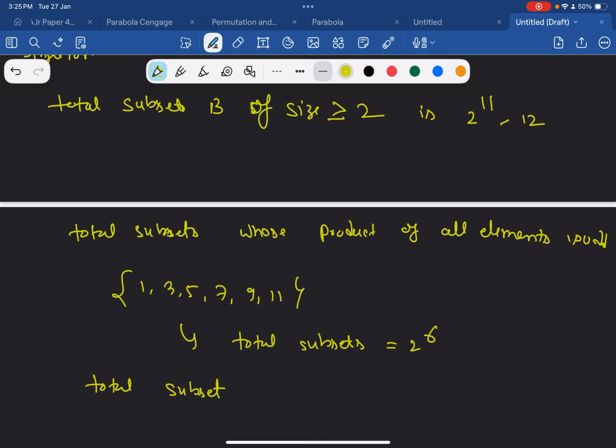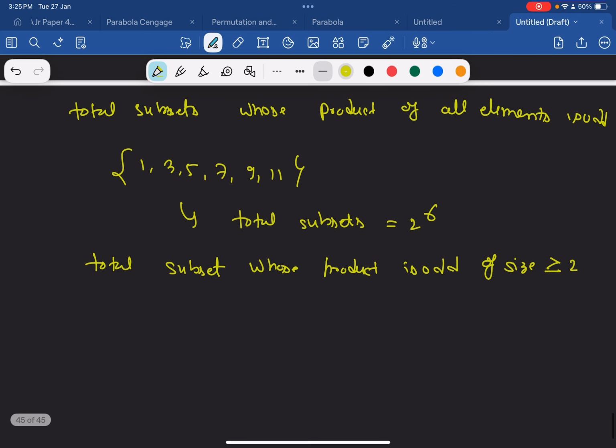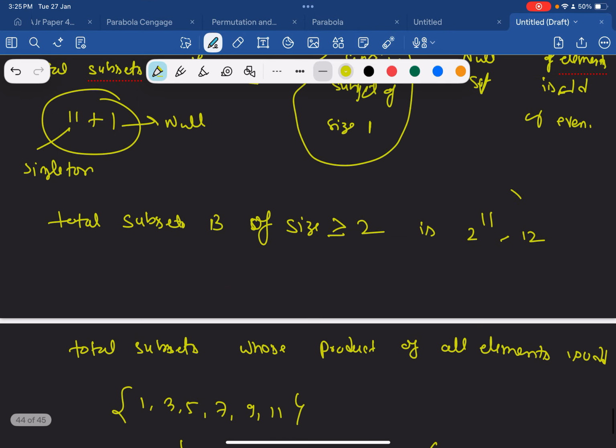But we need total subsets whose product is odd, of size greater than or equal to 2. So which ones do we have to subtract? First of all, singleton 1, singleton 3, singleton 5, singleton 7, singleton 9 and singleton 11, total 6, and one null set, total 7. So 2 raised to power 6 minus 7 we have to do. Correct or not? 2 raised to power 6 is 64, minus 7, so a total of 57 here.